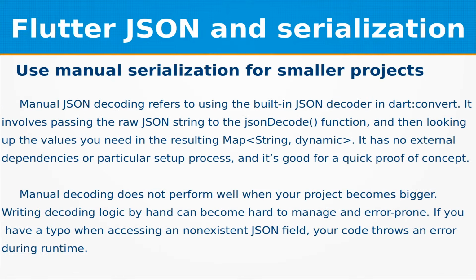Manual JSON decoding refers to using the built-in JSON decoder in dart:convert. It involves passing the raw JSON string to the jsonDecode function, and then looking up the values you need in the resulting Map<String, dynamic>. It has no external dependencies or particular setup process, and it's good for a quick proof of concept.